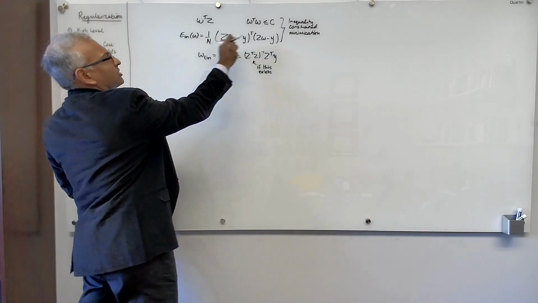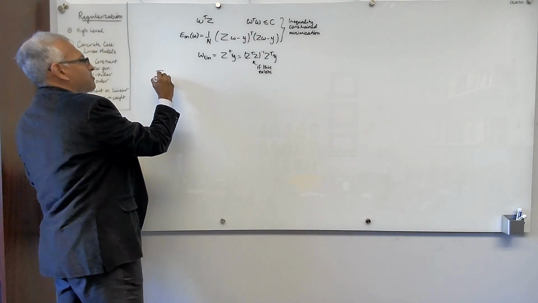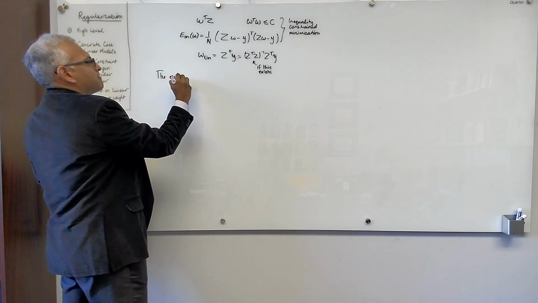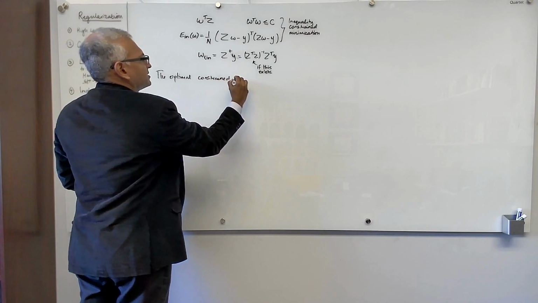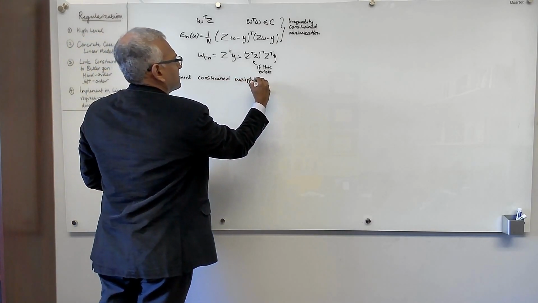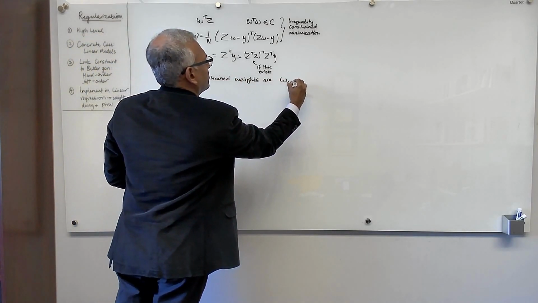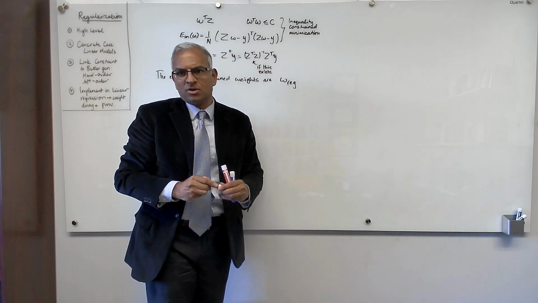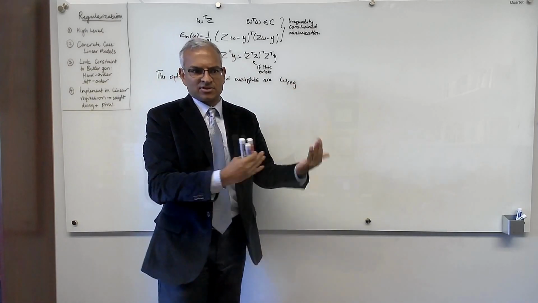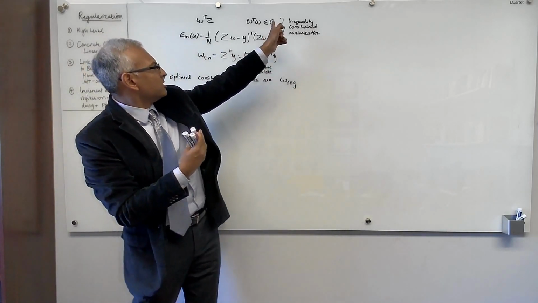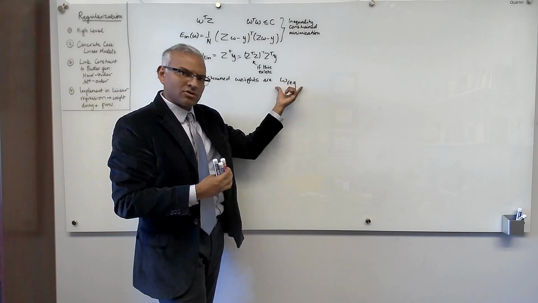Let's denote the solution. The optimal constrained weights are W reg, reg for regularized. Think of regularization now as synonymous with constrained, because I'm constraining your ability to fit by giving you a budget. So regularized means constrained.